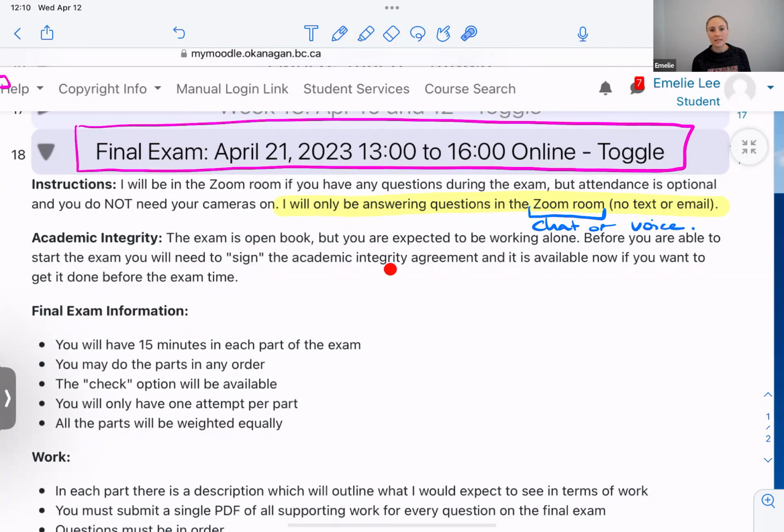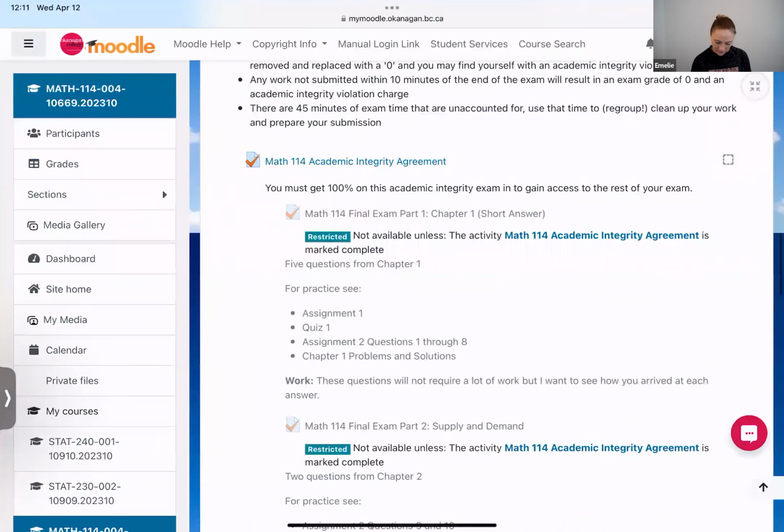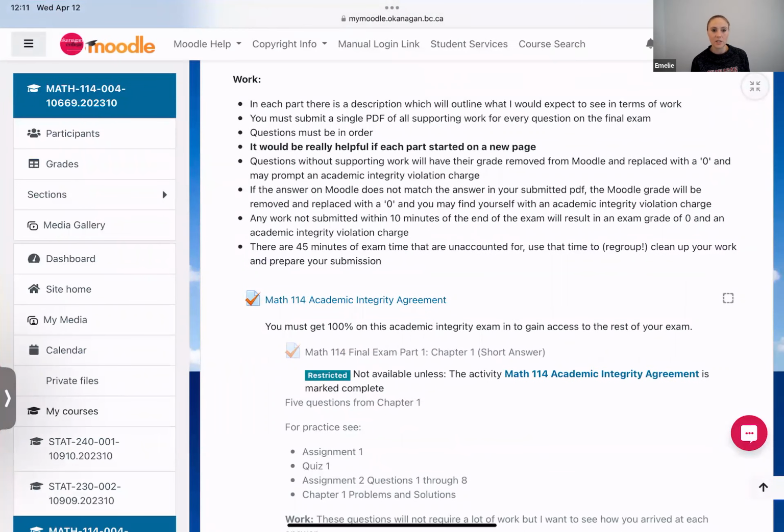Before you're able to start the exam, you're going to have to sign an academic integrity agreement. It's available now if you want to get it done before the exam time. It'll be open until our final exam closes, and then it'll close. You're just saying, yes, I understand, I agree, and I'll show you where it is. It's this one here at the top.